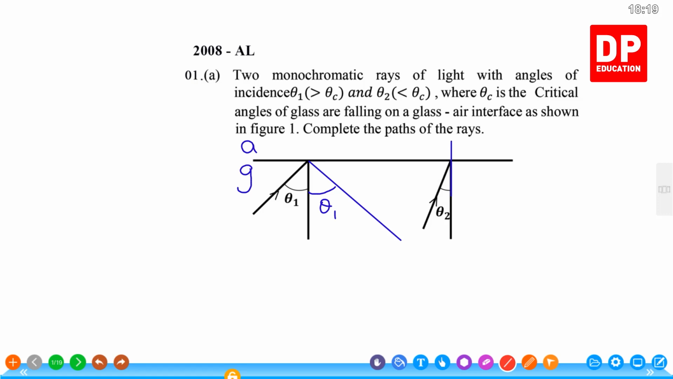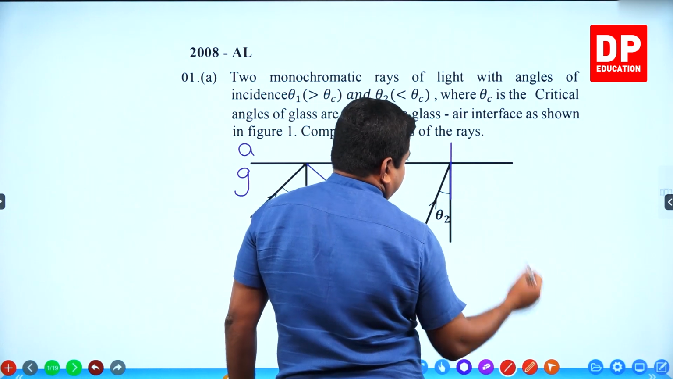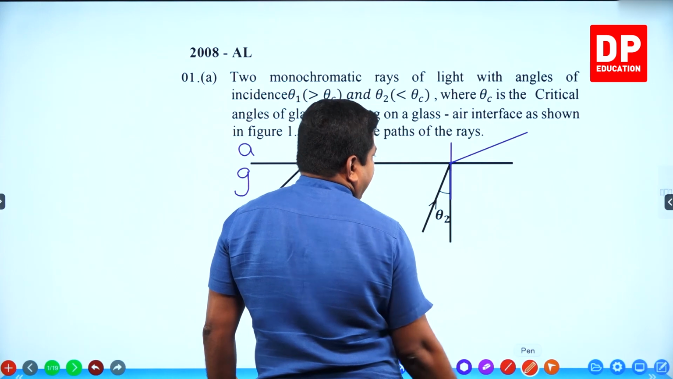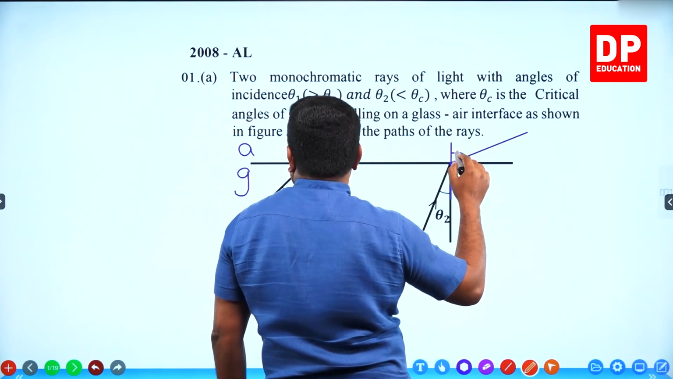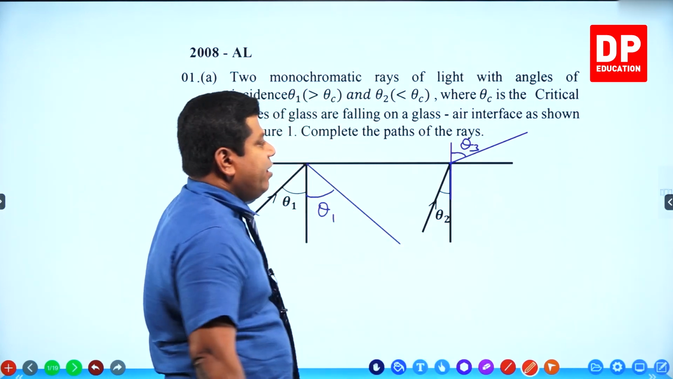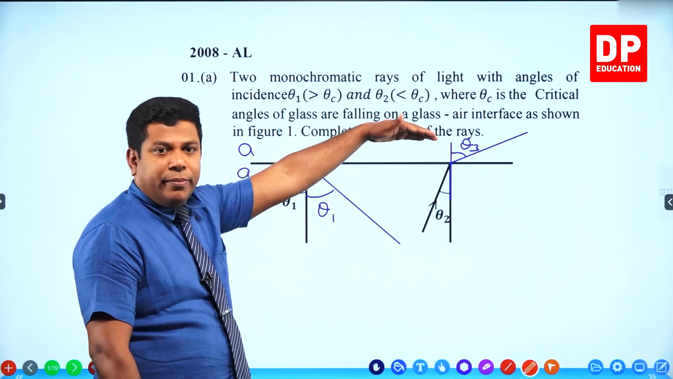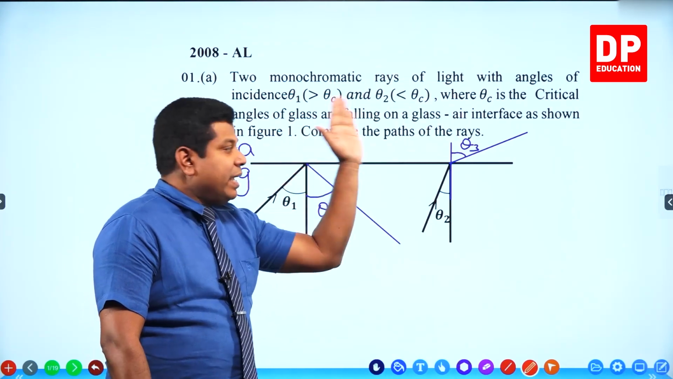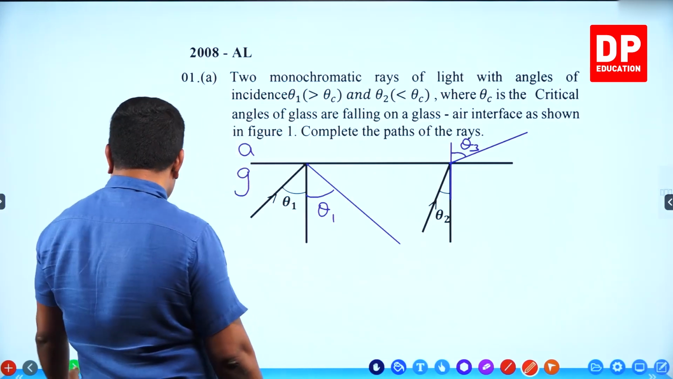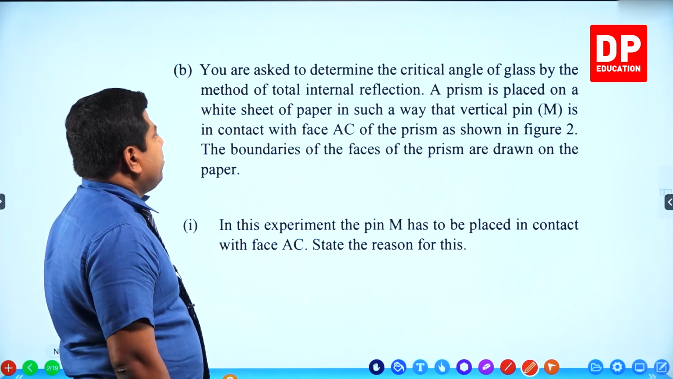Draw the normal. It gets refracted away from the normal, let me say at theta 3. From a denser medium, when it goes into a rarer medium, it refracts away from the normal.